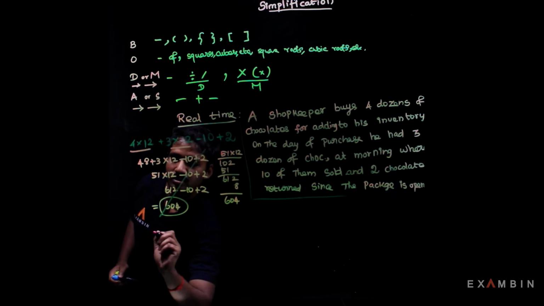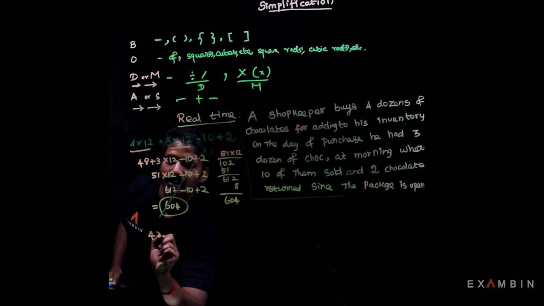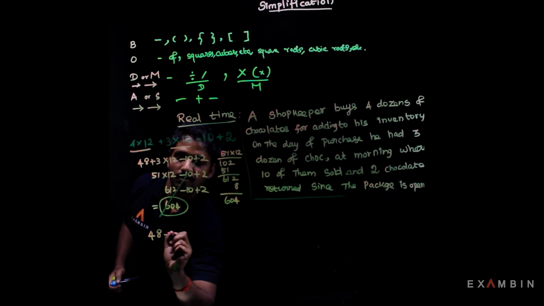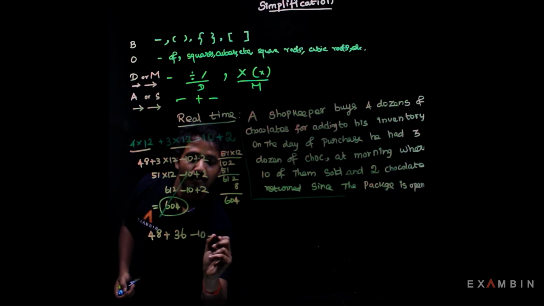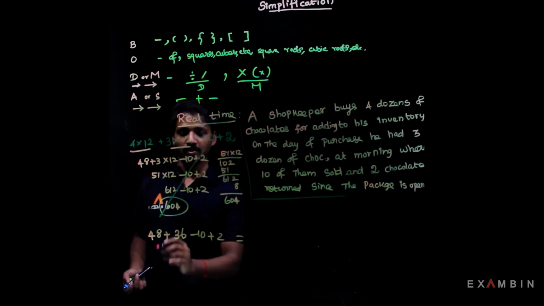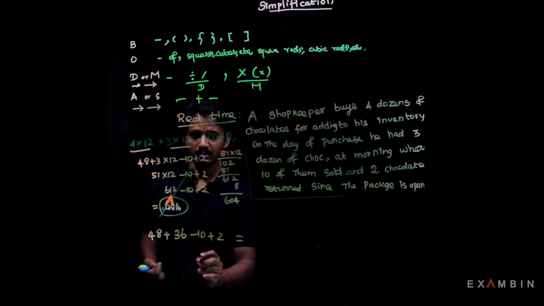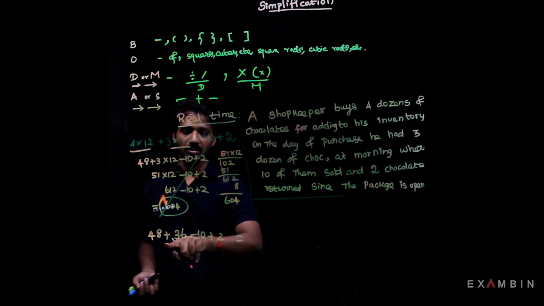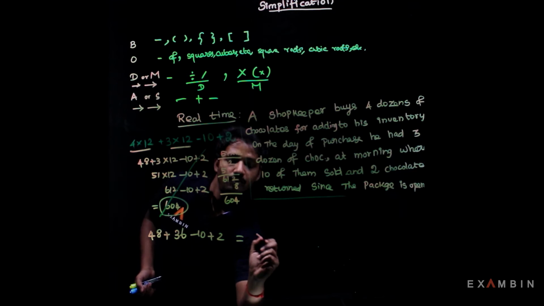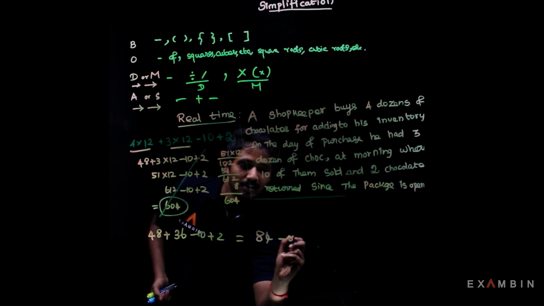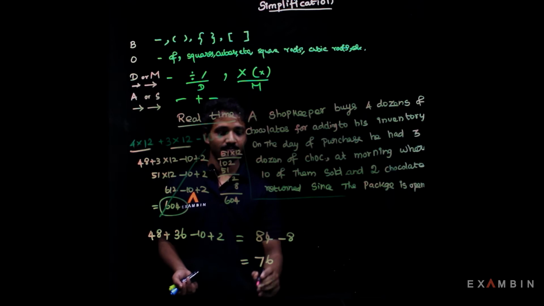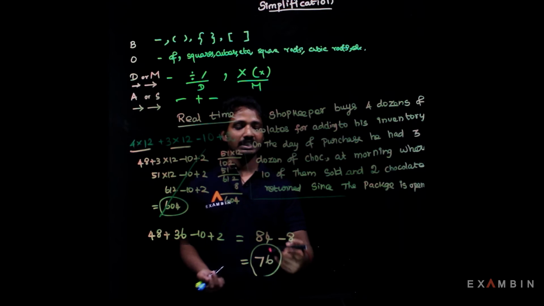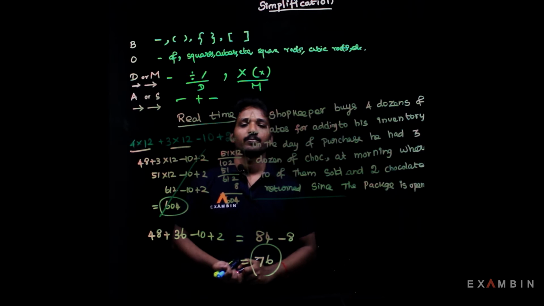First take multiplications. 4 into 12 is 48. 3 into 12 is 36. Minus 10 plus 2 is equal to 48 plus 36, which is 84, minus 8. So the answer would be 76. So only 76 chocolates are stored.